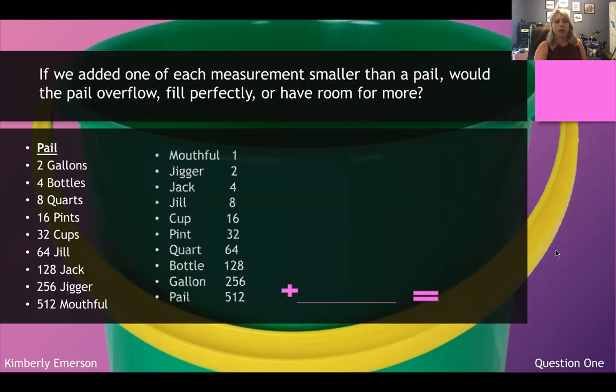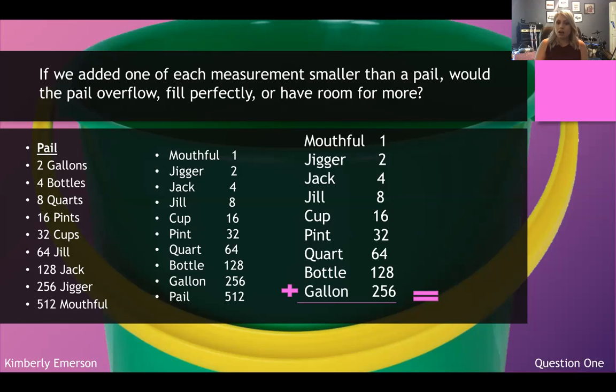We can see one mouthful, and this is what we learned using our doubling method. One mouthful just equals one mouthful. 2 mouthfuls is a jigger. 4 is a jack. 8 is a jill. 16 is a cup. 32 is a pint. And I said 36 was a pint previously. It's actually 32. I'm correcting myself. 64 is a quart. 128 is a bottle. 256 is a gallon, and 512 mouthfuls is a full pail.